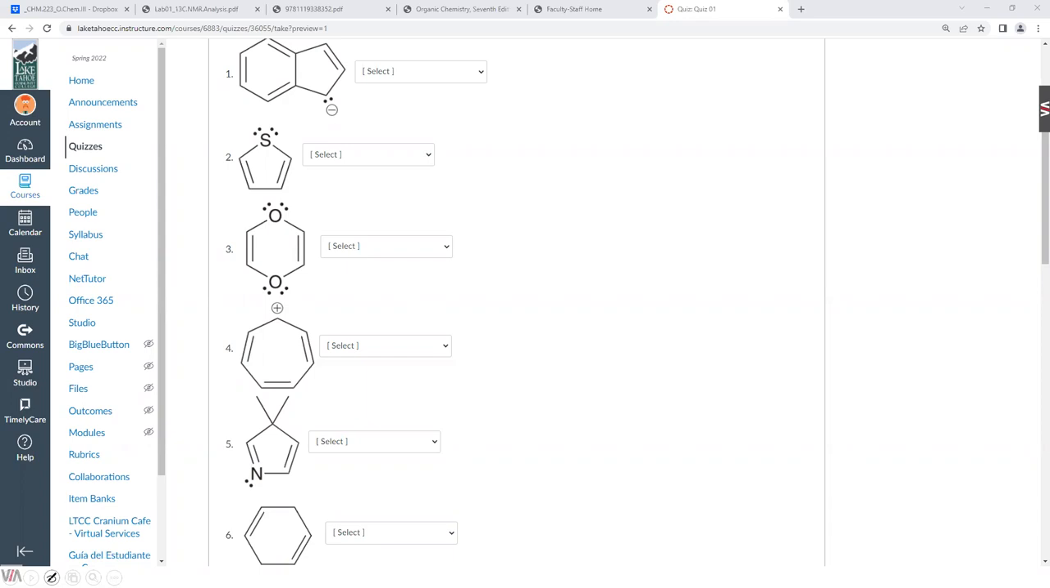Two, again, sulfur looks like it should be sp3, but it has lone pairs that can resonate, which means it's going to actually behave like it's sp2. So that gives us three electron pairs. That's a molecule called thiophene. I also worked with the conjugated thiophenes in grad school. So that one's also going to be aromatic.